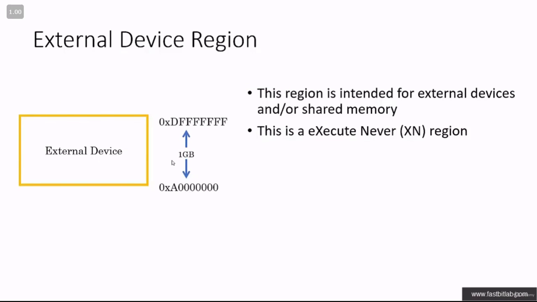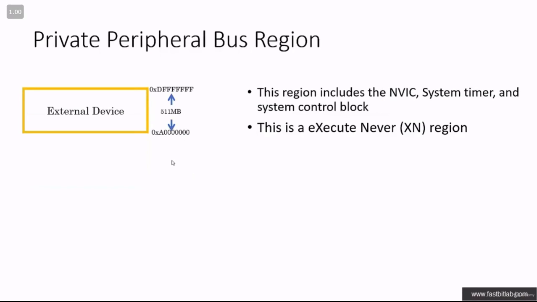External device region. This is a region intended for external devices or shared memories. This is also an execute never region. You cannot execute code from here. Now comes the private peripheral bus region. This is the place where you see processor peripheral registers like NVIC registers, SysTick timer registers, and various other control related registers of the processor. They all fall under this memory region in the memory map, and this is also an execute never region.